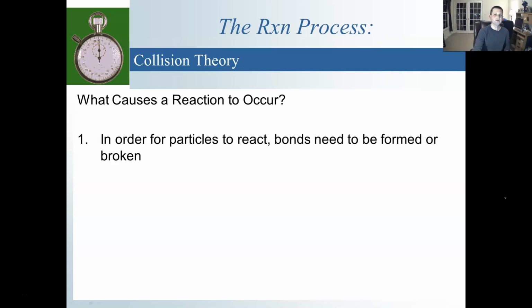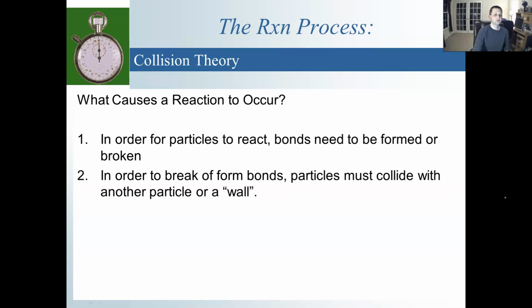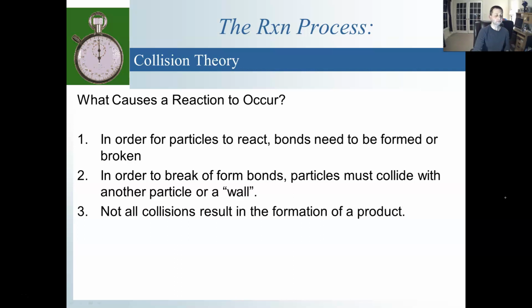So, in order for a reaction to occur, a couple of things need to happen. Number one is that in order for particles to react, bonds need to be formed or broken. I mean, that's the definition of what a chemical reaction is, right? Bonds are broken from their reactants, and then new bonds are formed. New substances are created. So in order to break and form bonds, particles must collide with another particle or a wall. So there has to be some collision, or really many collisions, that occur here in order for bonds to break and new bonds to form.